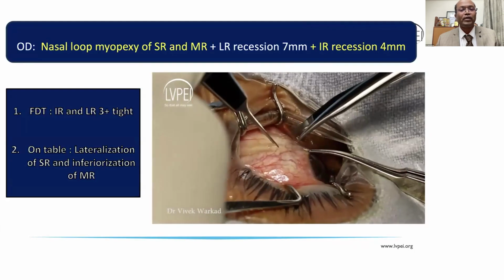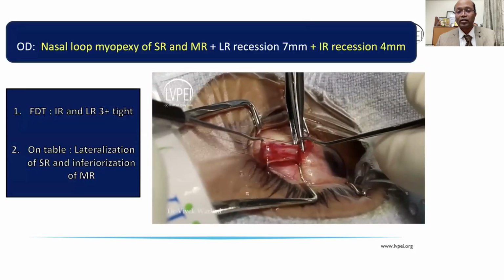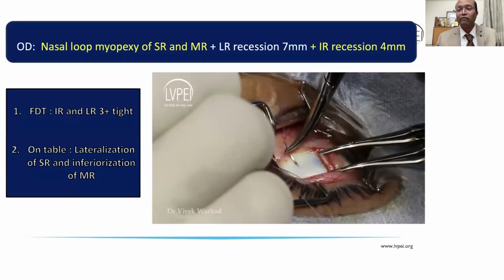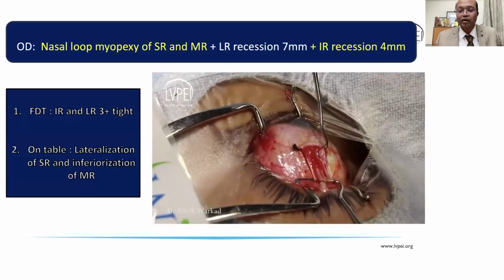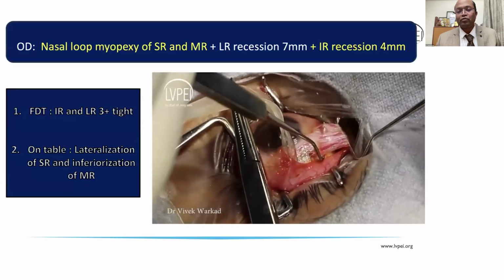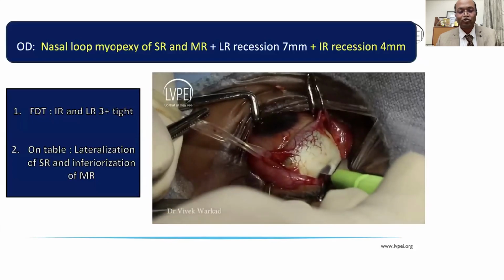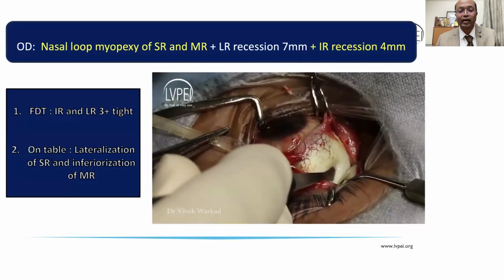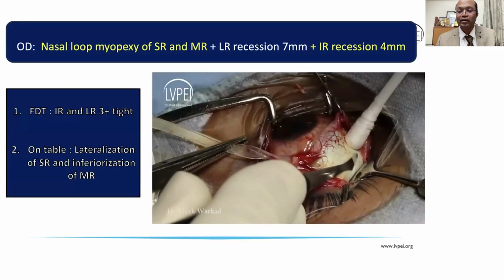So we did the nasal loop myopexy of SR and MR with 7 millimeter of LR recession, considering a very large exotropia. And also I added inferior rectus recession, being very large hypertropia, because a loop myopexy alone would not be able to take care of such a large hypertropia. So IR recession was the crux of this particular case. Otherwise, rest of the steps of doing the loop myopexy are more or less similar, as you can appreciate in this video.